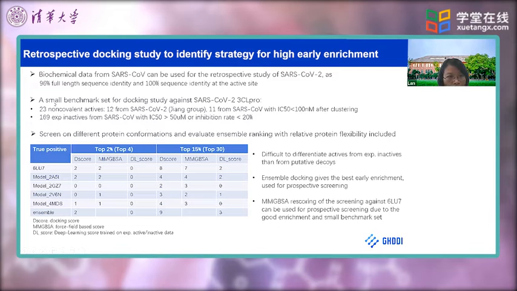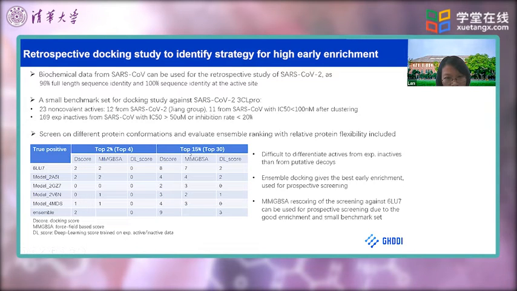So we screen this benchmark set on different protein conformations, and we evaluate the ensemble ranking, which includes relative protein flexibility, and see how it works. And here, the left column of this table just shows which crystal structure or which homology model we used. Based on the analysis, on the top 2%, which is like top 4, the docking score can identify 2 actives, which is half, with the top hits.